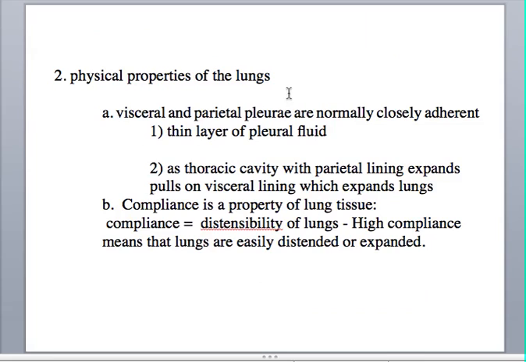There are some physical properties of the lungs that we need to talk about. Remember we talked about the visceral and the parietal pleurae, which is plural for pleura. Those membranes are normally very adherent to one another. They touch one another, they're very close together, and they have a thin layer of pleural fluid between them. As your thoracic cavity with its parietal pleura expands, it's going to pull on the visceral pleura, which will then cause the lungs to expand with it.